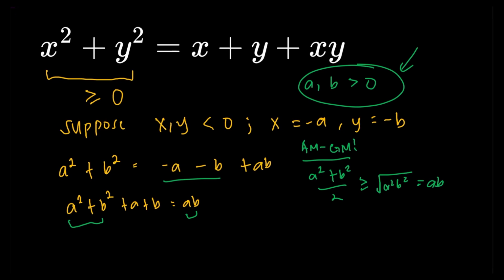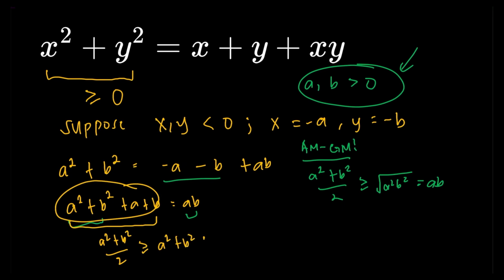But we know ab is essentially this thing over here, so a squared plus b squared over 2 is greater than or equal to ab, which is essentially this one. I'm just going to copy. And I could subtract a squared plus b squared over 2 from both sides. I'll just have 0 greater than or equal to a squared plus b squared over 2 plus a plus b.